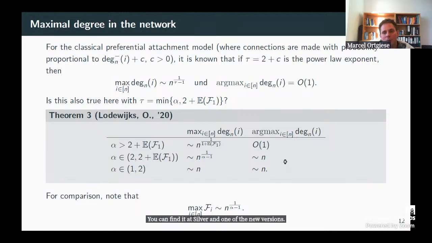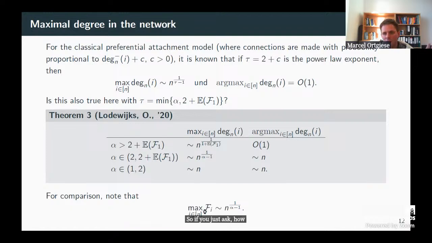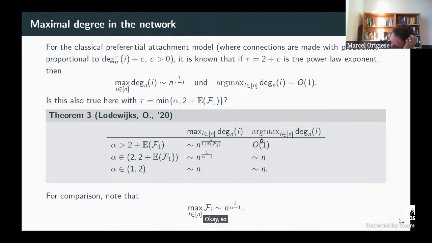Well, where does this come from? It comes from the fact that in the strong disorder case, what's important is having large fitness. So if you ask how the largest fitness grows up to time n, it grows like n to the 1 over alpha minus 1 in that case. So the largest degree in the strong disorder case grows exactly like the largest fitness. So it's one of the more recent vertices, since just by looking at a larger number of vertices, you obviously get larger fitness values. So you see there's a real big difference between the two systems.